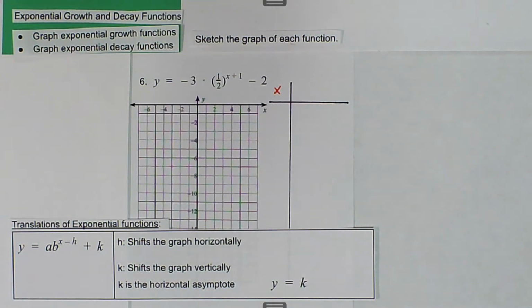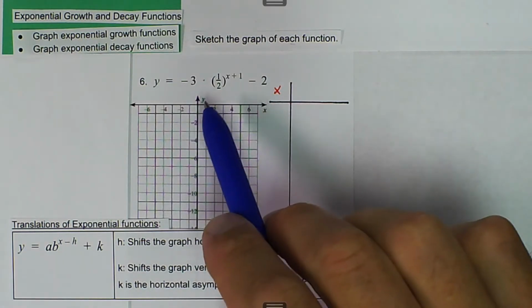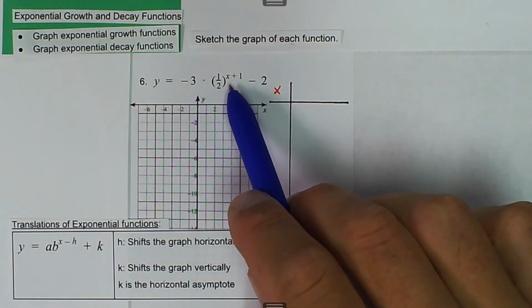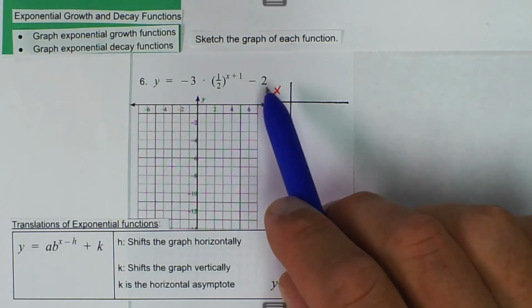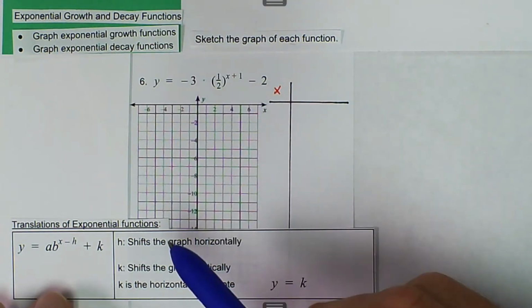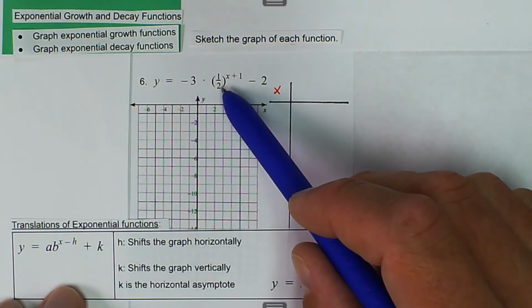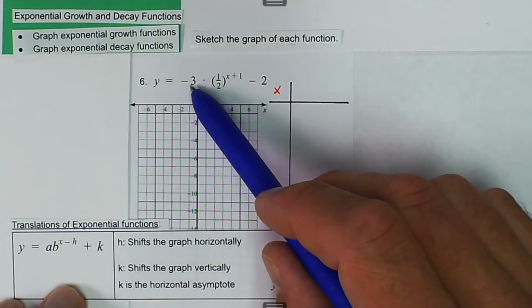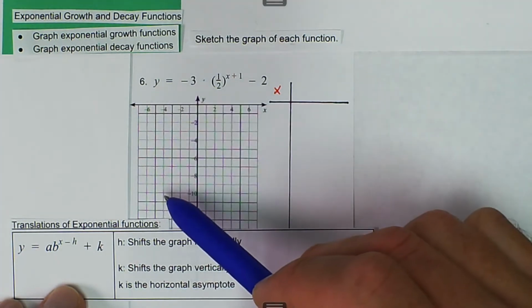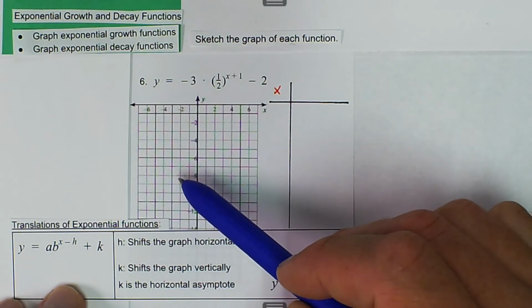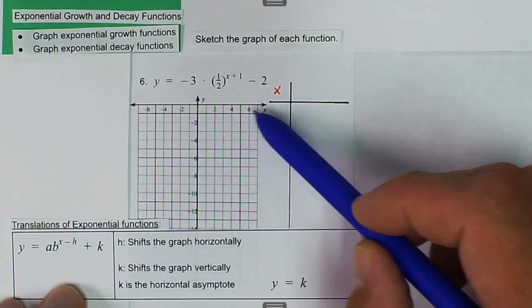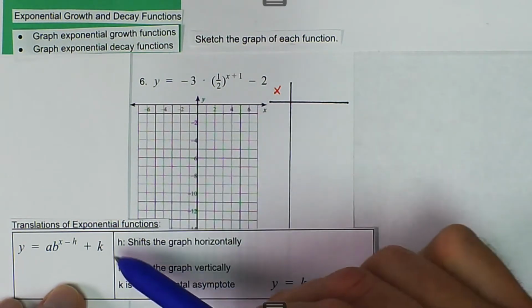We were talking about exponential growth and decay functions, and we want to graph exponential growth functions and graph exponential decay functions. So here we want to sketch each graph, and we have y equals -3 times 1/2 raised to the x plus 1 minus 2. And so we know that this is going to be exponential decay, and the negative sign means that it's going to flip over the x-axis. So we're expecting our graph is going to look something like this.